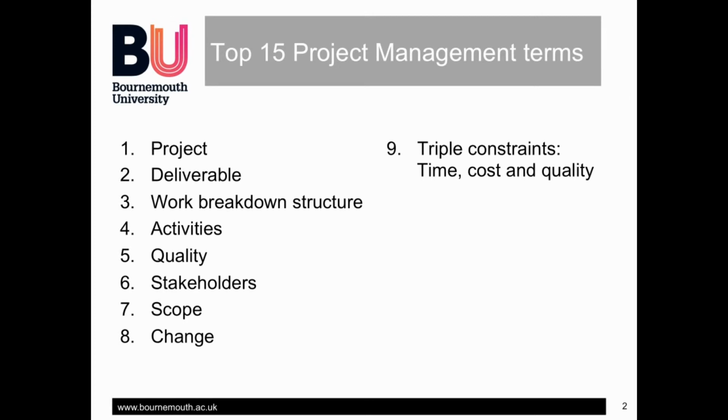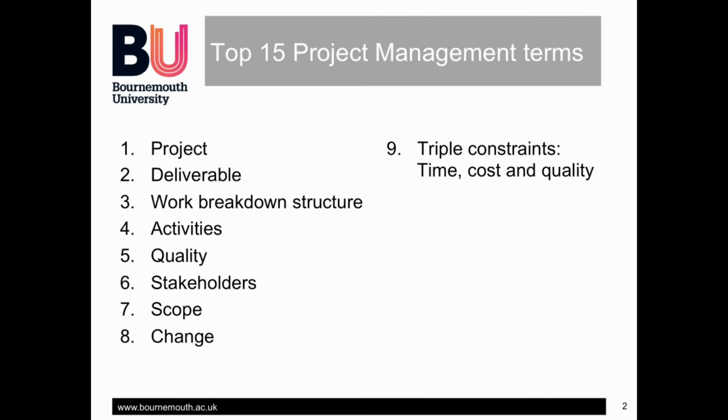Time refers to the number of days you have to complete the project. Cost refers to how much resource you have available, and quality refers to how the deliverables meet the stakeholders' needs, as we mentioned earlier. Time, cost and quality are often mentioned together because they form a relationship that can be visualised as a triangle, with each term representing one side of that triangle.